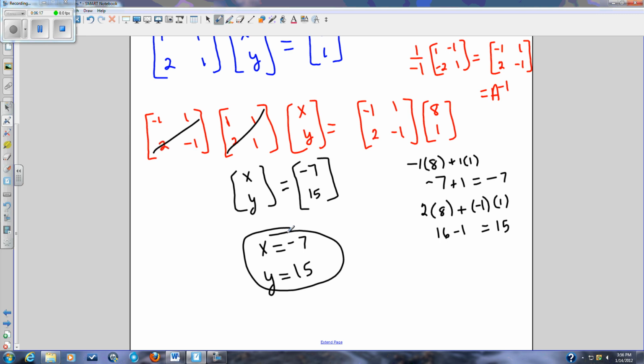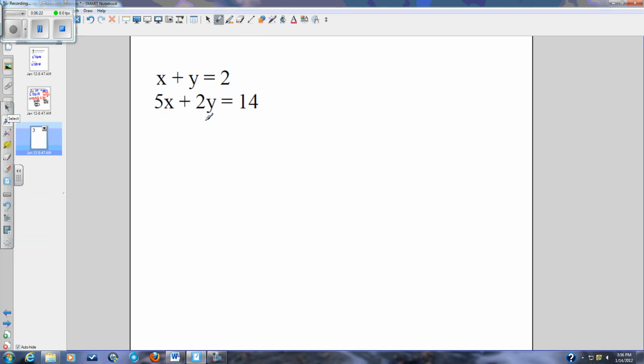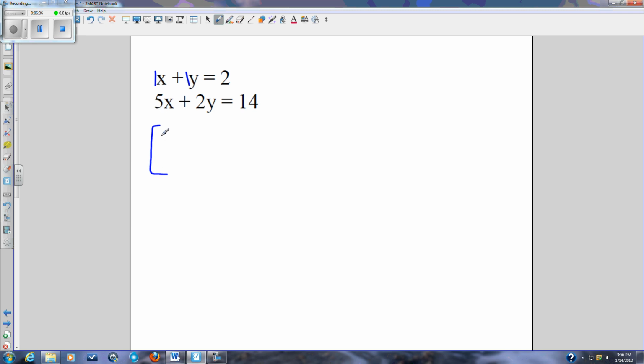So now let's continue. Let's try another one. Now, we were really fortunate with this one. It turned out nice and neat. Sometimes you do get fractions. It's nothing to worry about. Let's set up the second matrix equation. We have our coefficients in front of the x and the y of 1, so we want to write out 1, 1, 5, 2. x and y is here. And then that's equal to the constants of 2 and 14 in our matrices.